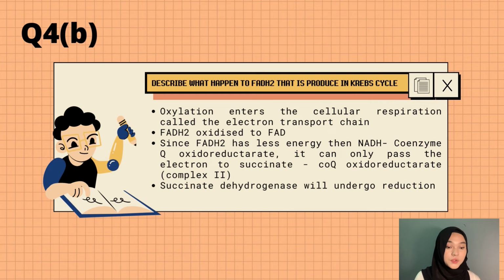Since FADH2 has less energy than NADH, coenzyme Q oxidoreductase, susah lagi nak sebut, can only pass the electrons to the succinate CoQ oxidoreductase complex, and succinate dehydrogenase will undergo reduction.